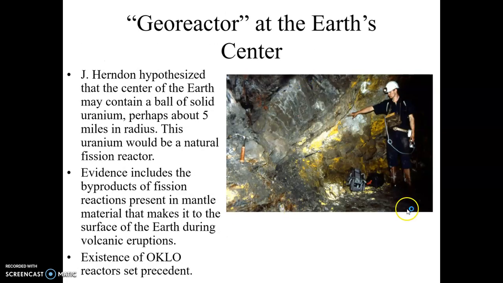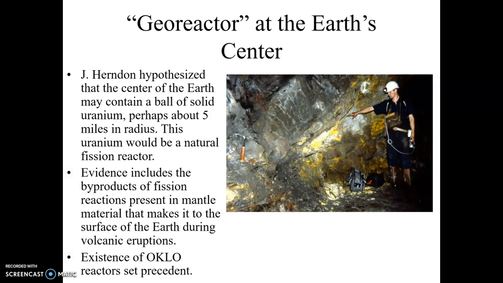Okay, and then lastly, here's an interesting hypothesis that was proposed by a geologist in the 1990s. A man named Herndon hypothesized that the center of the Earth may actually contain a ball of solid uranium, maybe about 5 miles in radius. This uranium, under enormous heat and pressure, would be a natural fission reactor. Evidence for this includes the byproducts of fission reactions that are present in the mantle material that makes it to the surface of the Earth during volcanic eruptions.